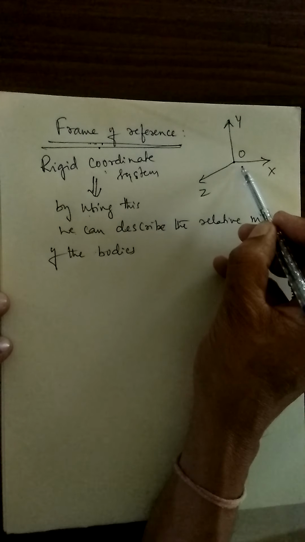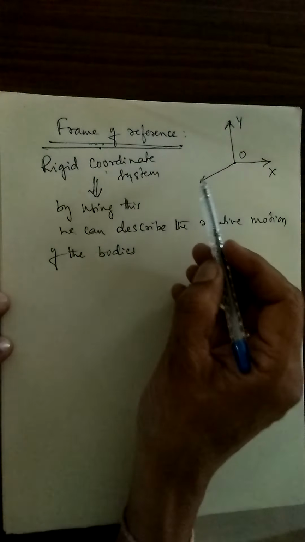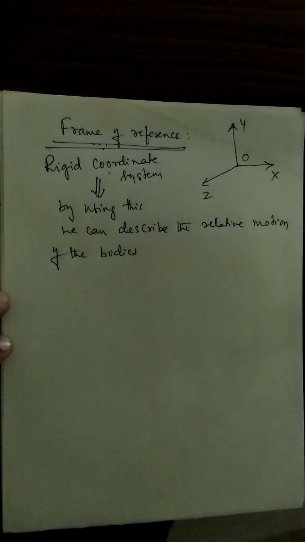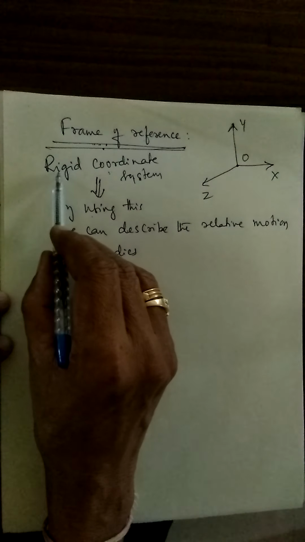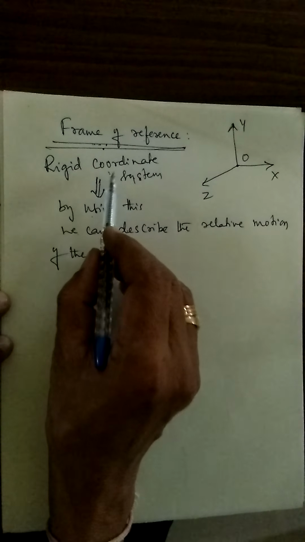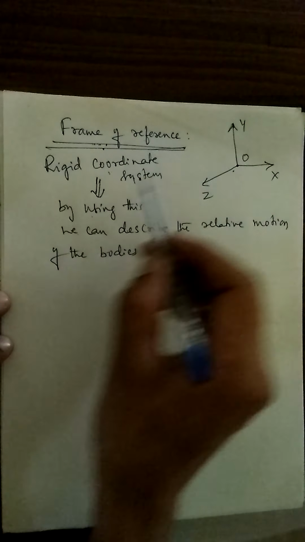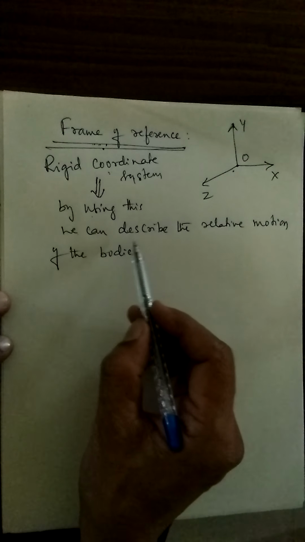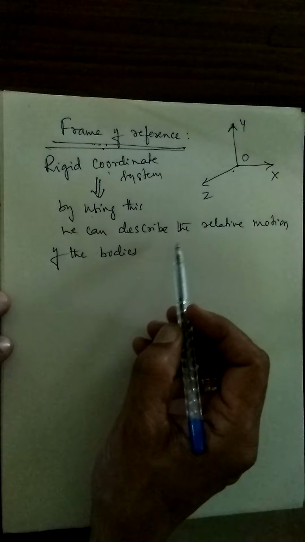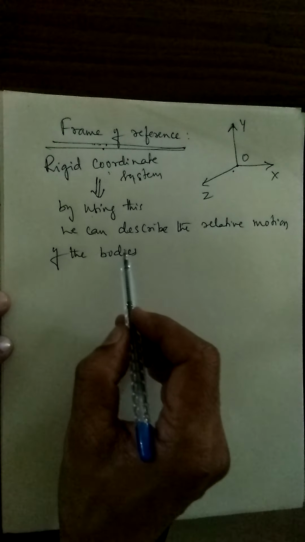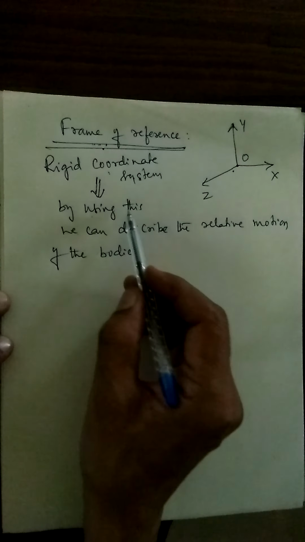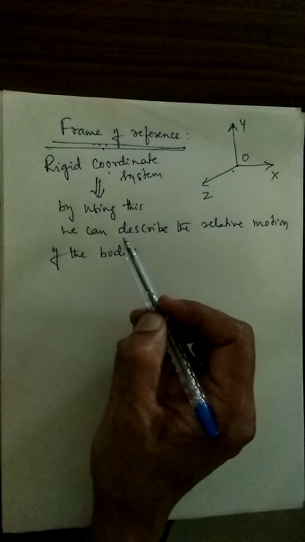In that rectangular Cartesian coordinate system, here, that is said to be fixed somewhere else. I can consider that one as a rigid coordinate system. Using that rigid coordinate system, we can explain whether the body is at rest or in motion, whether the body is moving or at rest, or moving with a relative velocity equal to 0.